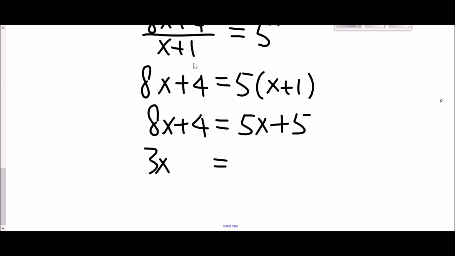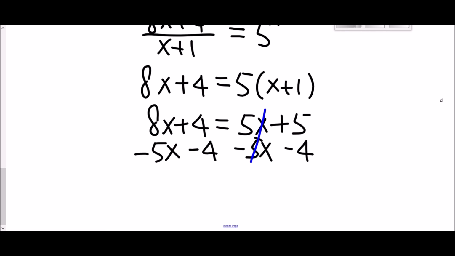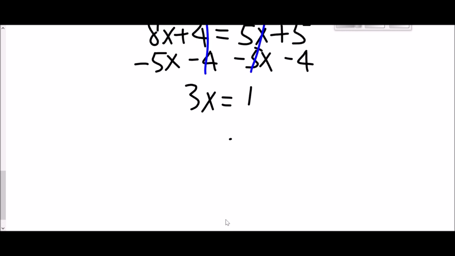You know what? I'll just do it this way. I don't want to confuse any of you. So minus 5x on both sides, so that we end up with positive x. All right, cancel, and then to get rid of 4 here, minus 4 to both sides, gone. So on the left-hand side I have 8x minus 5x, which gives you 3x. Right-hand side, 5 minus 4 gives you 1. And then if you divide both sides by 3, that means x is 1/3.